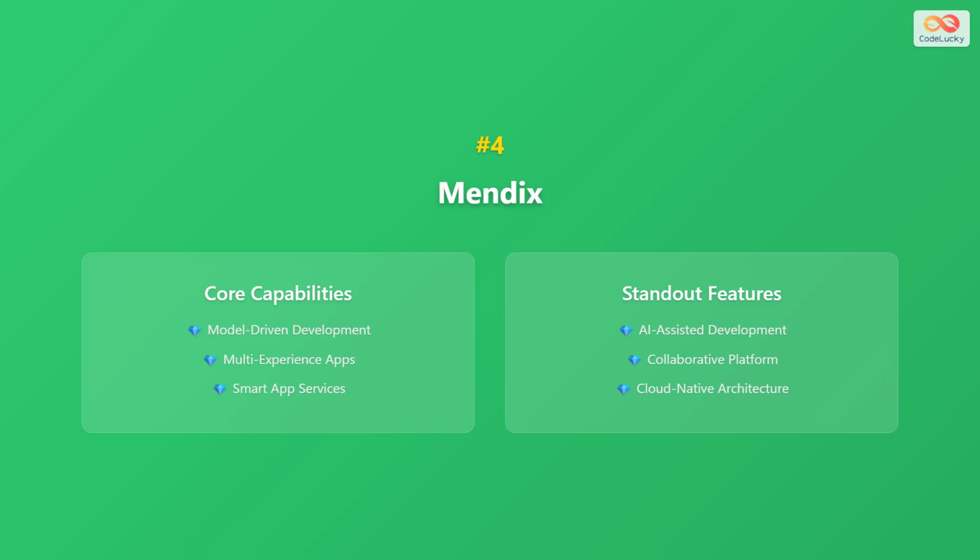Our fourth platform is Mendix. Its core capabilities include model-driven development, the ability to create multi-experience applications, and smart app services. Standout features of Mendix are its AI-assisted development tools, a collaborative platform for teamwork, and a cloud-native architecture ensuring scalability and reliability.